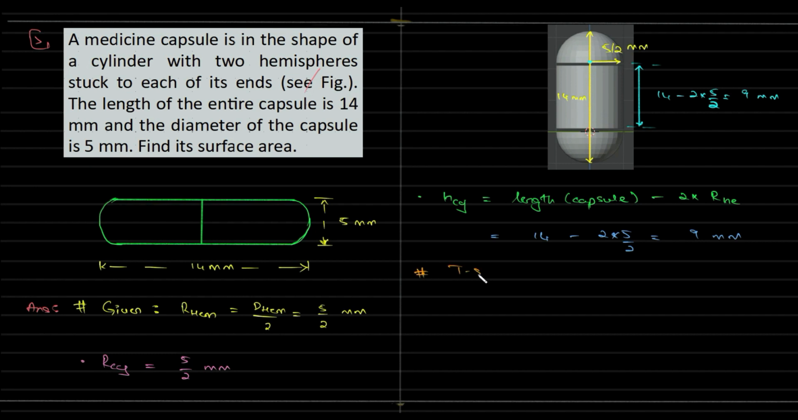So next is total surface area of the capsule is equal to curved surface area of the cylinder whose height is 9 and whose radius is 5 by 2, plus curved surface area of hemisphere. Right, 2 times of it, there are 2 of it, is it not? Whose radius is 5 by 2. Now, all we have to do is write the formula and substitute. Right?